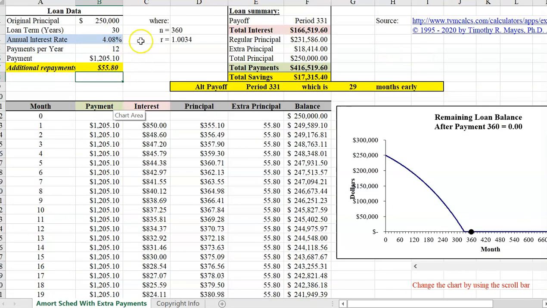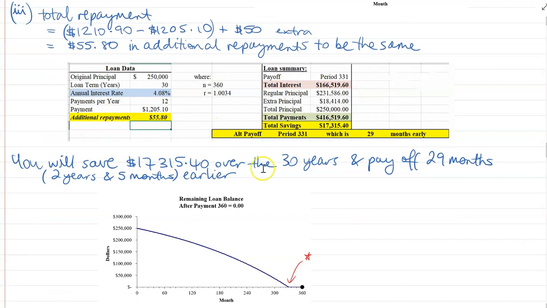So the effects of shopping around for a lower interest loan, as well as making additional repayments, would give me a greater savings, and I'd also pay the loan off a heck of a lot earlier. So just pasting that across, you'll save $17,315.40 over the 30 years and pay the loan off 2 years and 5 months earlier. And you can see the effect on the reducing loan balance graph.